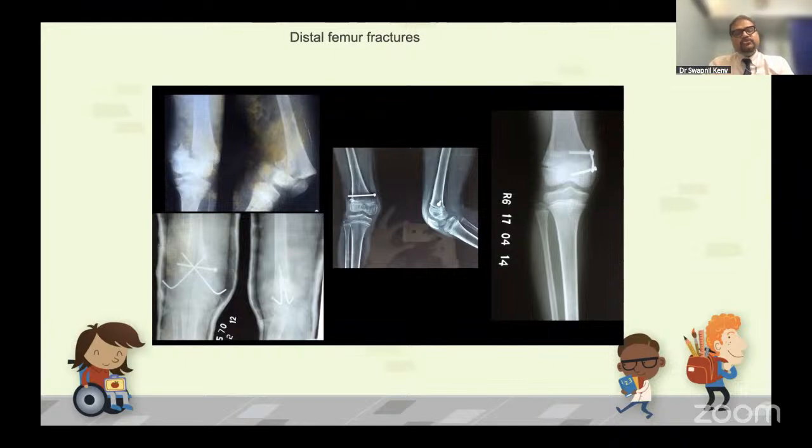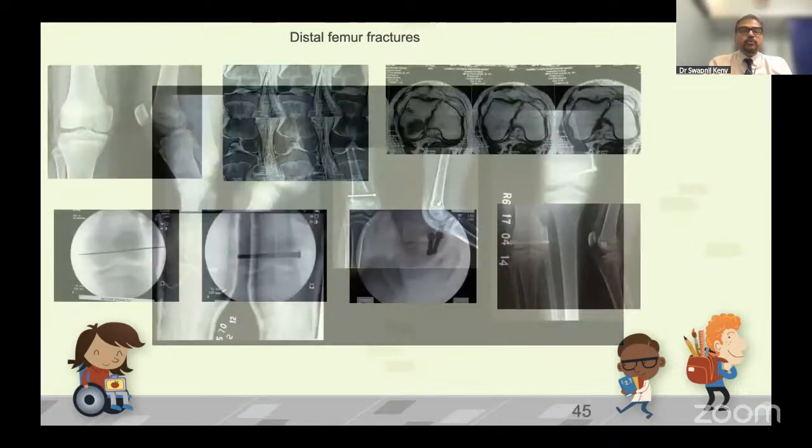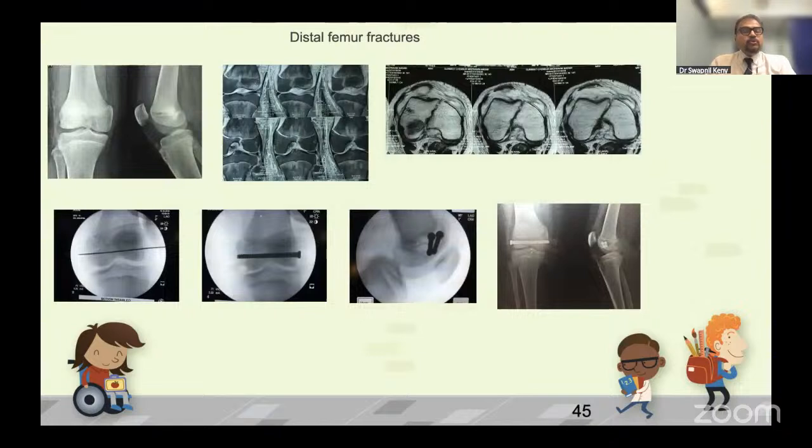Many a times this genu valgum is not because of your fixation, but it is because of the primary injury. There is an injury to the physis that causes a genu valgum. So then all you need to do is a guided growth procedure and you can completely correct this genu valgum. Now let's look at this case.